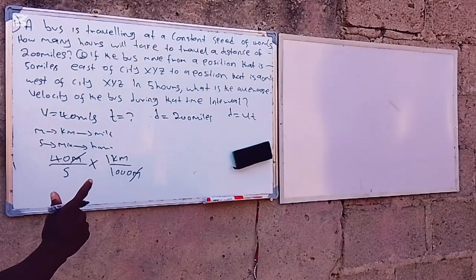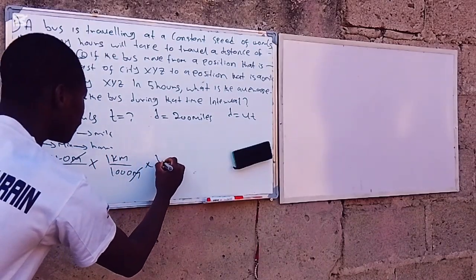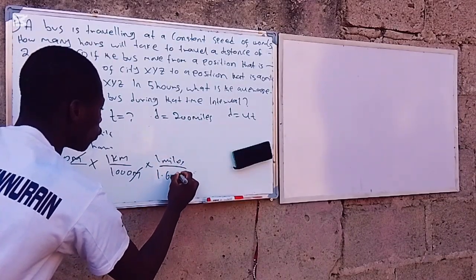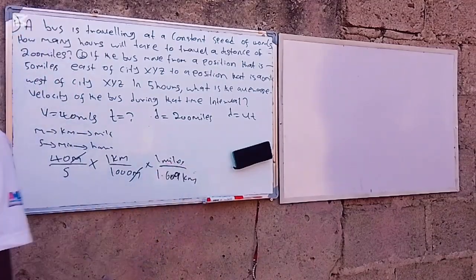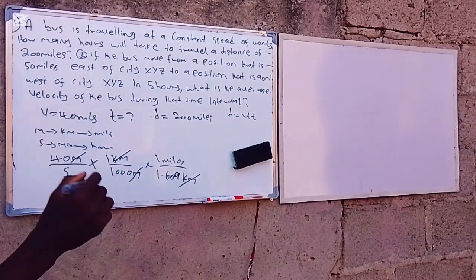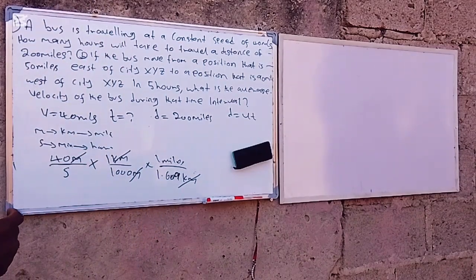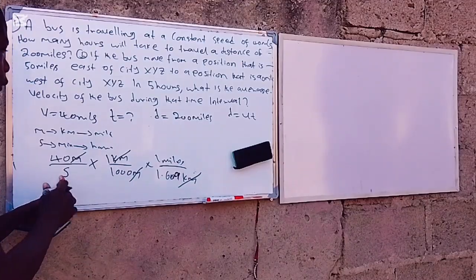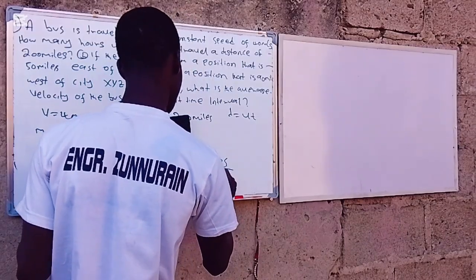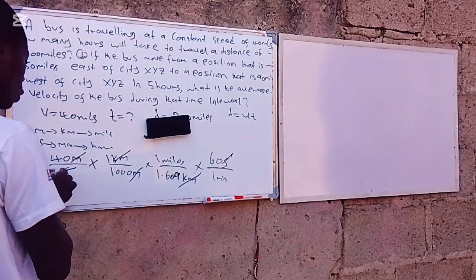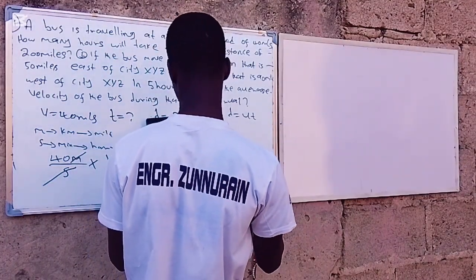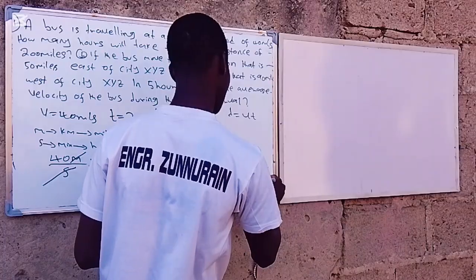So 1 mile is equivalent to 1.609 kilometers. As you can see, the kilometer will cancel the kilometer. The next thing that I have is miles. So I have to get rid of this second. We all know that 60 seconds make 1 minute. So this will go with this, and therefore I have minutes. So therefore multiply by 1 hour over 60 minutes, since 60 minutes make 1 hour.